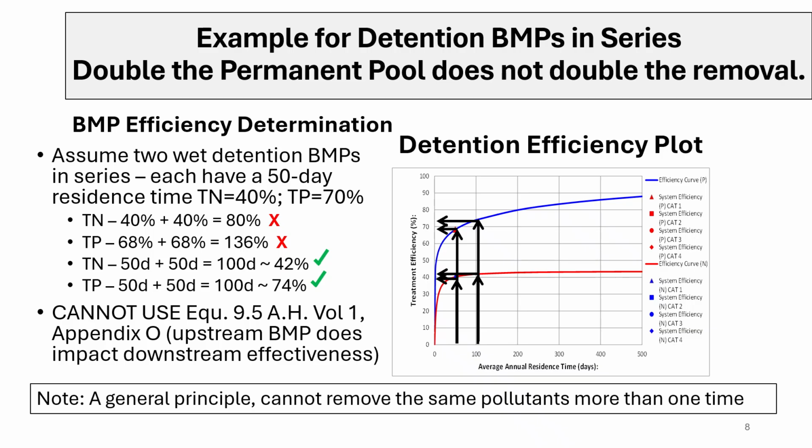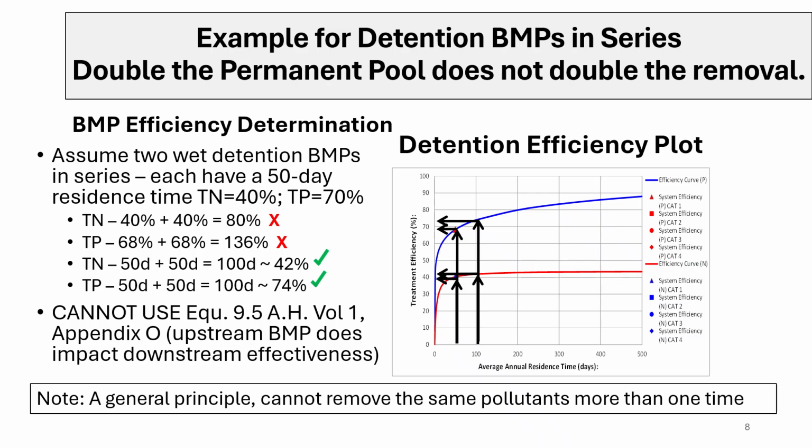The fundamental principle is that pollutants removed by the first pond cannot be removed again by the second pond. Once a pollutant is removed, it's gone from the water column, entering the downstream system. Instead, when 2 ponds are in series with no additional input between them, they effectively function as a single system with a combined residence time. So, 2 50-day residence time ponds operate more like one large pond with a 100-day residence time.